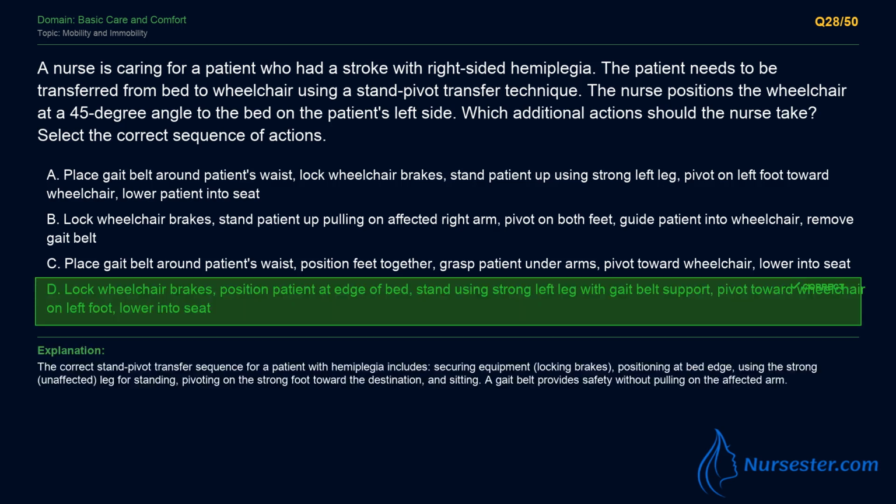The correct answer is D. The correct stand-pivot transfer sequence for a patient with hemiplegia includes securing equipment, locking brakes, positioning at bed edge, using the strong, unaffected leg for standing, pivoting on the strong foot toward the destination, and sitting. A gait belt provides safety without pulling on the affected arm.